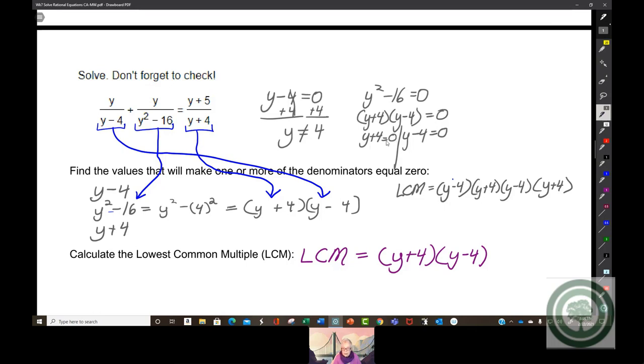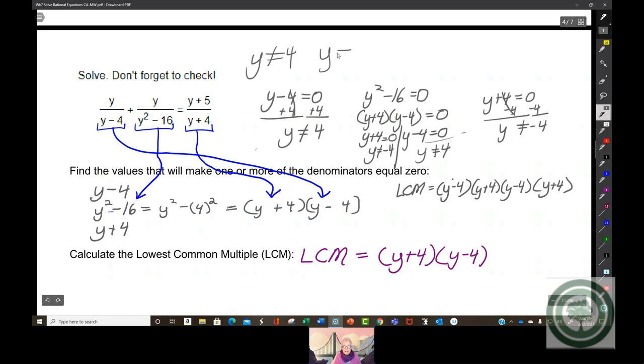Subtract 4 from both sides over here on the left, you get y equals negative 4, and add 4 to both sides, you'll get y equals positive 4, and then come over here to y plus 4 equals 0. And subtract 4 and subtract 4, the same old dance. And you get y equals negative 4, all of which means y cannot equal negative 4, y cannot equal 4. There are two numbers that y can definitely not equal. Y cannot equal 4, and y cannot equal negative 4. And if it does, no solution.